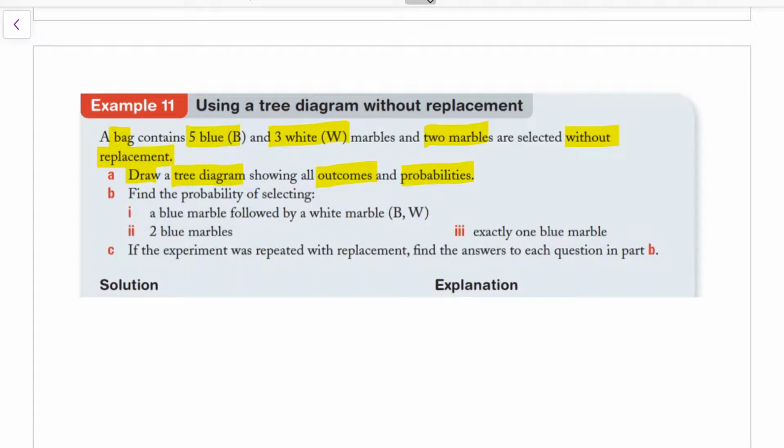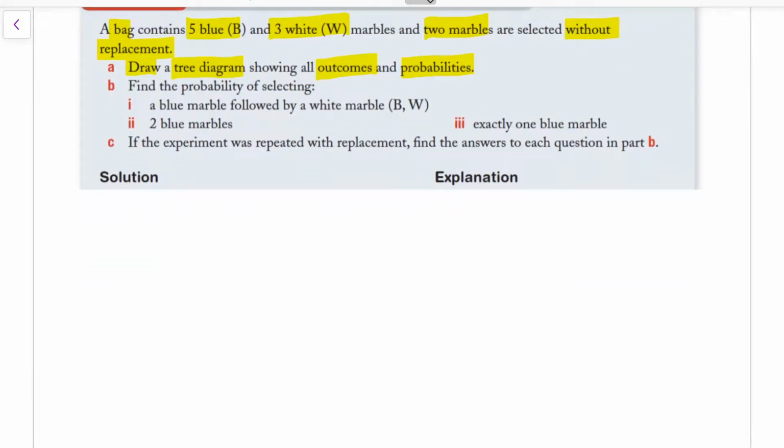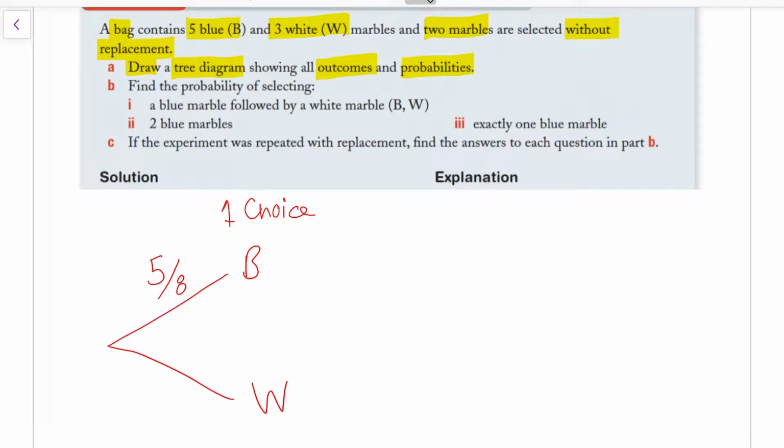So we're making 2 selections from our bag. We know that we've got blue and we know that we've got white options. Now this is the first selection, so my first choice. Nothing's been removed in this first selection. So we've got 5 over 8, because there's 5 blue marbles. 5 plus 3 gets me the 8. And for the white, now I've got 3 over 8 options.